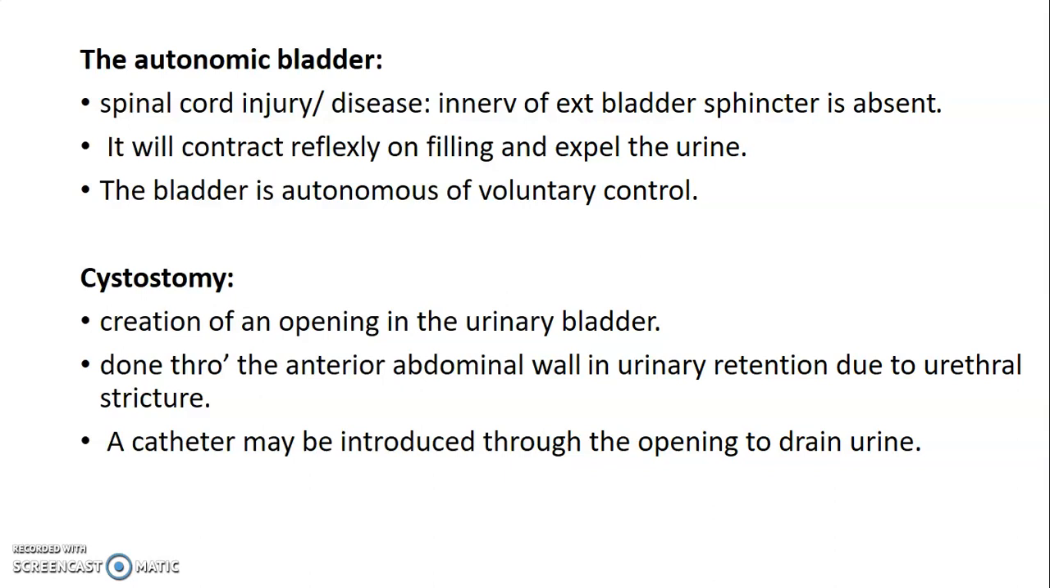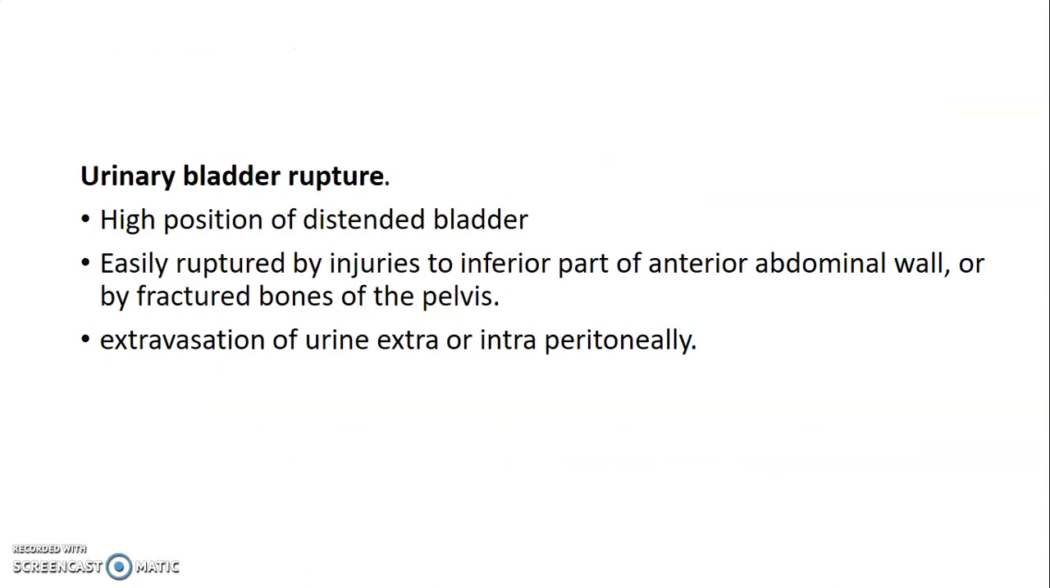Then we have cystostomy. This is whereby you create an opening of the urinary bladder onto the anterior abdominal wall, especially in patients who have urinary retention due to urethral stricture. So the urethra is severely narrowed. It cannot release urine from the urinary bladder. So the patient has a lot of pain due to urinary retention. So cystostomy is where you create an opening of the bladder onto the anterior abdominal wall. You may as well introduce a catheter through the anterior abdominal wall. We call it suprapubic catheterization in order to drain the urine.